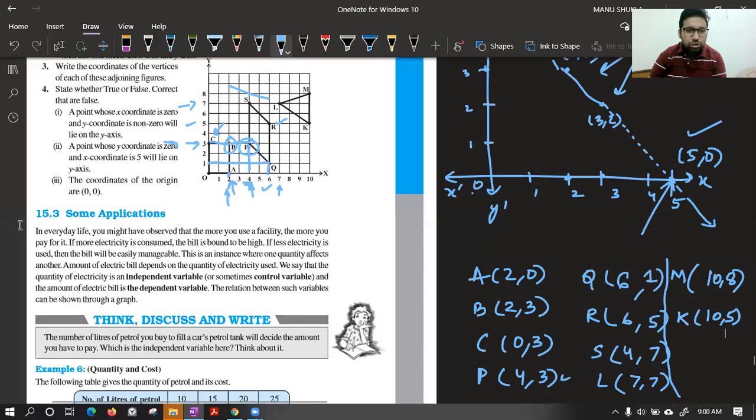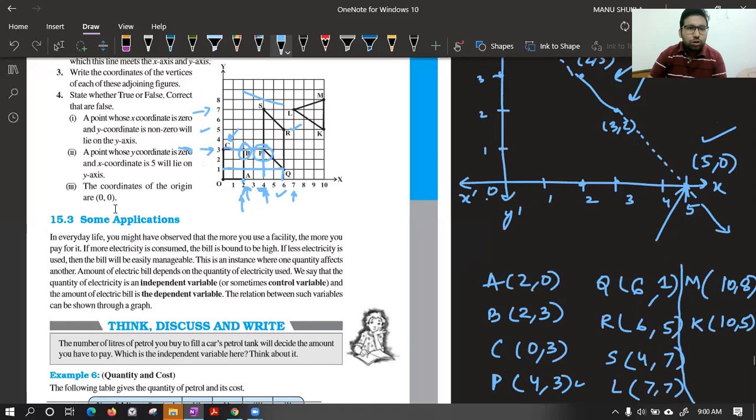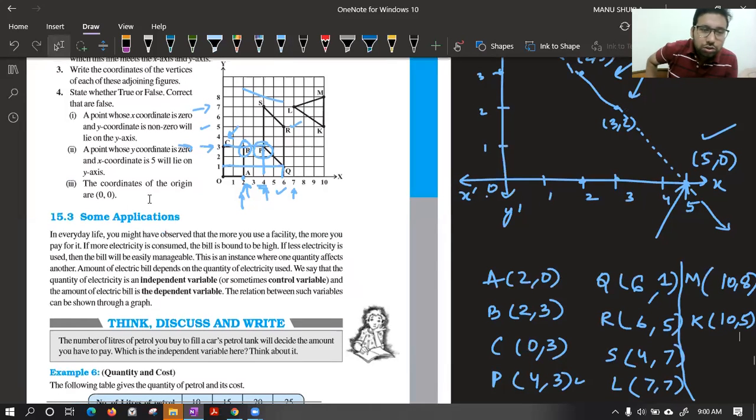Now let us see question number 4. True or false? Correct that or false. Okay. Now tell me. The first point is saying a point whose x coordinate is 0 and y coordinate is non-zero. Class, you will help me in these questions because I guess you will know these things very well now. A point whose x coordinate is 0 and y coordinate is non-zero will lie on y axis. Are they correct or not?